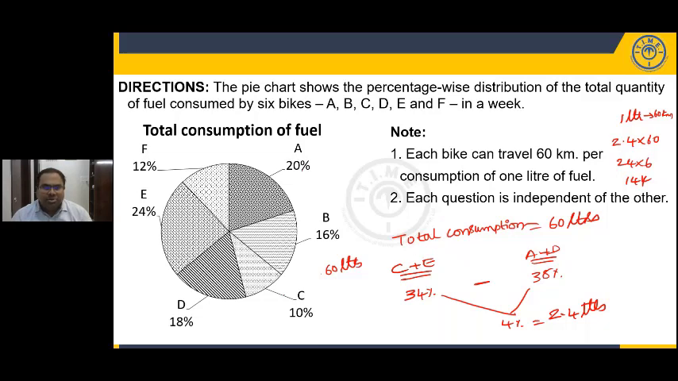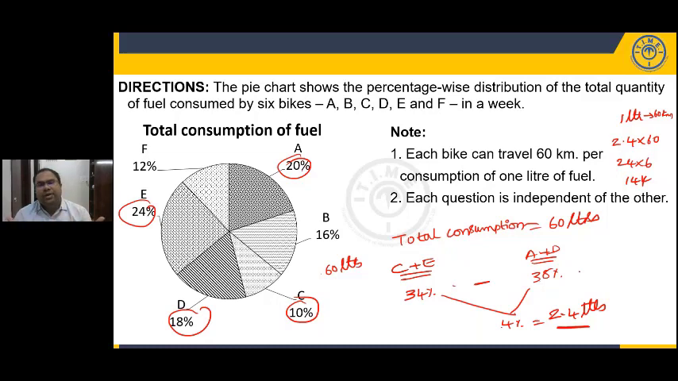What is the consumption of C and E? 24 plus 10, 34. Consumption of A and D, 20 plus 18, 38. What is the difference in consumption? 4%. 4% is 2.4 liters difference. So the difference in distance will be into 60 kilometers only. The difference in their consumption is 2.4 liters.